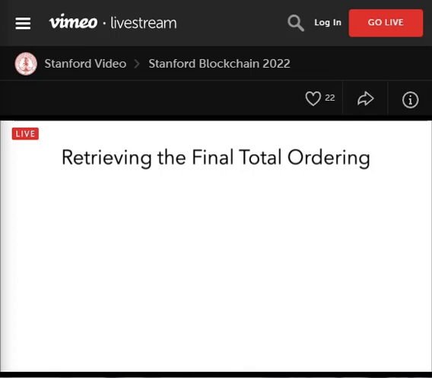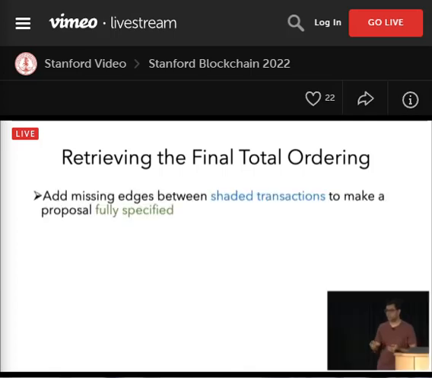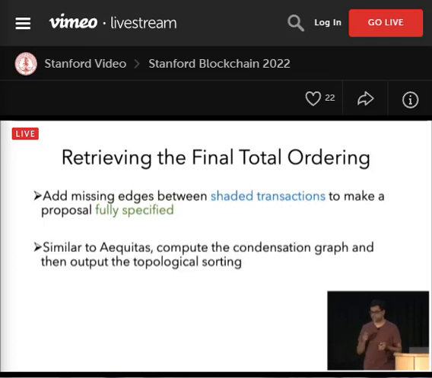Now, to retrieve the final total ordering after these graph proposals have been constructed, you can think of the replicas adding these missing edges between shaded transactions to make a proposal fully specified at the end, where fully specified here means that there is an edge between each pair of transactions. And again, similar to Aequitas, you can compute the condensation graph and output the topological sorting of this graph.